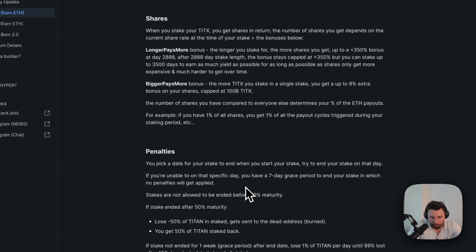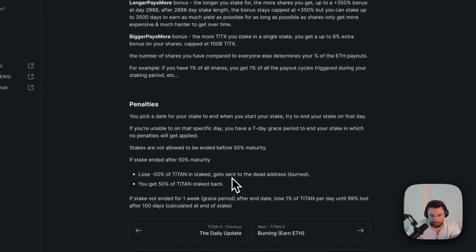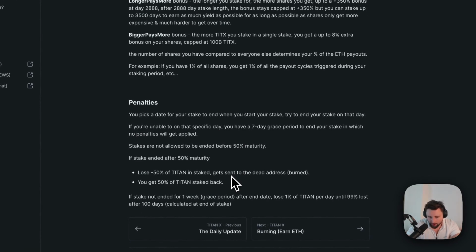And this is kind of like the Truth engine, right? Which a lot of you guys have probably heard about. But if you commit to a day, you should commit to that day. And the code should enforce you to commit to that day. So if your stake ends after 50% maturity, so before 50% you can end. If you want to end your stake, let's say you have a 100-day stake, on day 51, you lose 50% of the Titan in the stake and it gets sent to the dead address, so it gets burned. And you get 50% back.